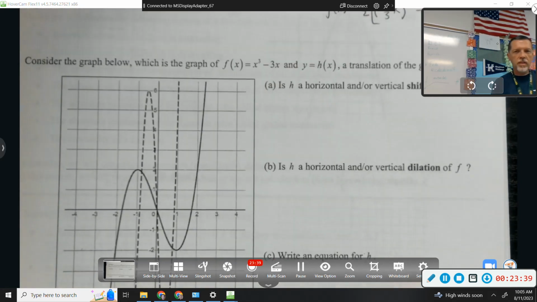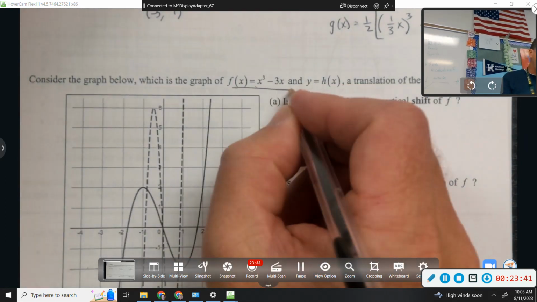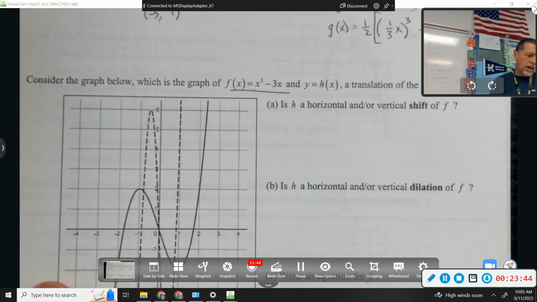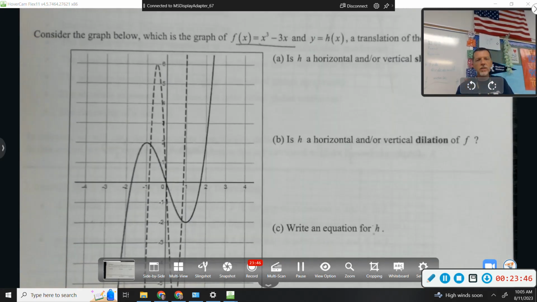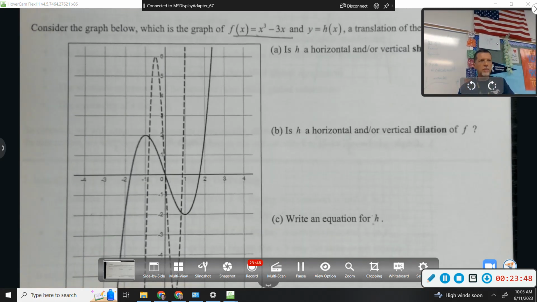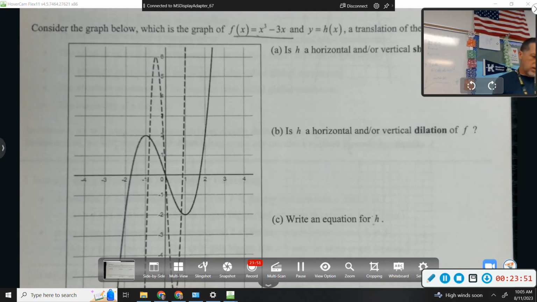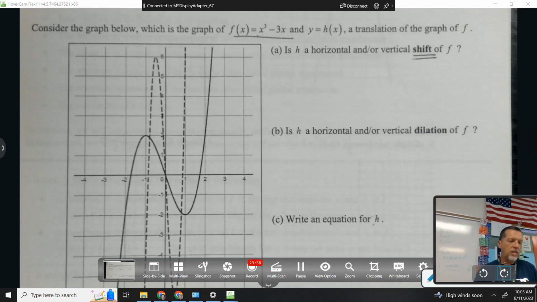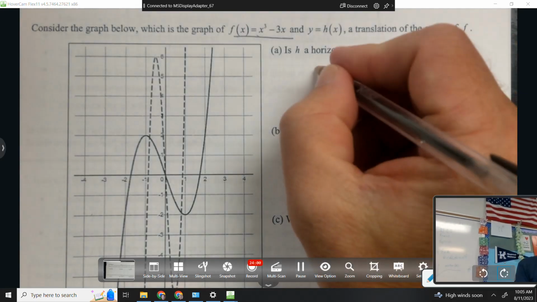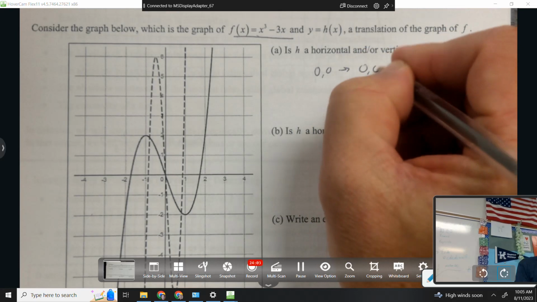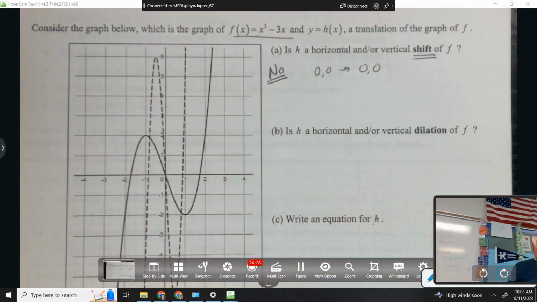Try another one. Same starting graph, x cubed minus 3x. Any shift? Go a little faster on this one. Any shift? Not stretched, but shift. No shift. Again, your 0, 0 stays 0, 0. Okay, how about a dilation? Yes to both.